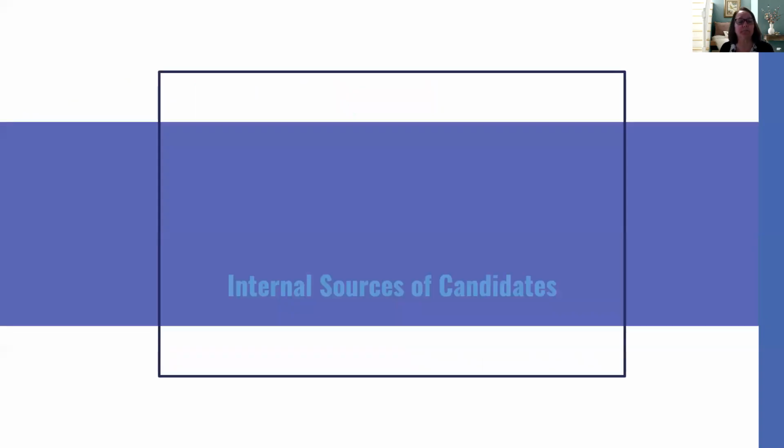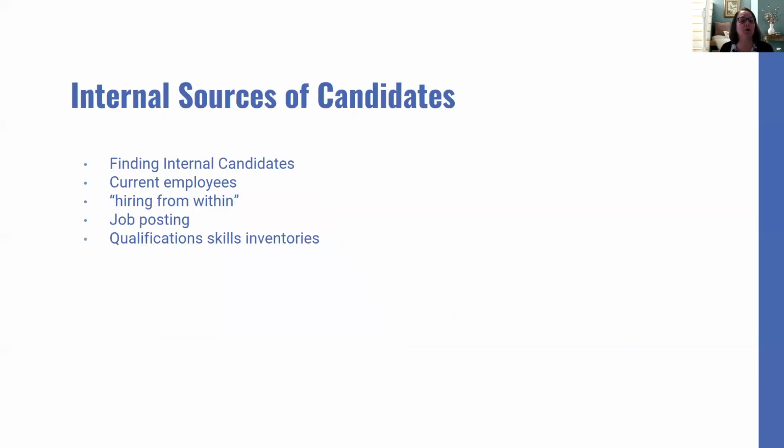So a lot of companies start with internal sources and they offer jobs internally first and then they go externally. So internal sources, you look at your current employees, you hire from within, you post jobs for internal promotions first, and sometimes they have like a pool of internal qualifications and skills inventories that they can pull from first. And if they don't have an internally qualified person, they go outside. And it builds a lot of loyalty when people know that they get first dibs on a promotion.